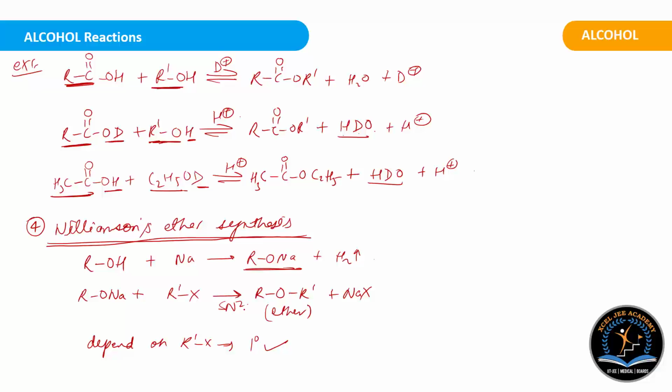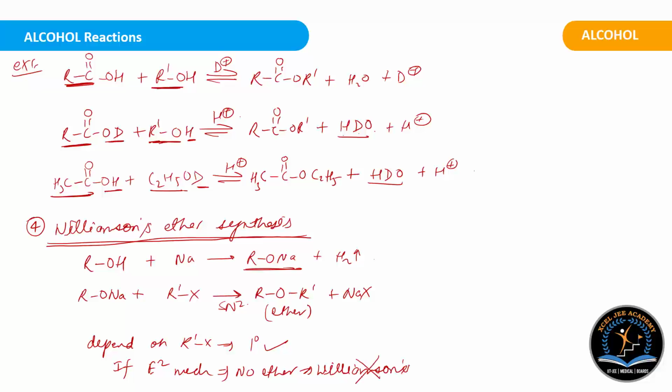So if this reaction goes by E2 mechanism, then it won't be referred to as Williamson's ether synthesis, because no ether will be obtained. We will be obtaining alkene as a product. Therefore this reaction will not be referred to as Williamson's synthesis.